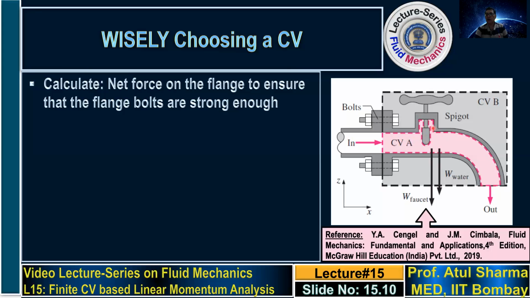We want to choose a control volume where we mostly know the surface forces that are acting. So we want to avoid these internal forces. Most of the time we take a control volume which not only involves the fluid but also the solid. It basically cuts the solid as shown here. So choosing control volume B is wiser as compared to A for this problem.